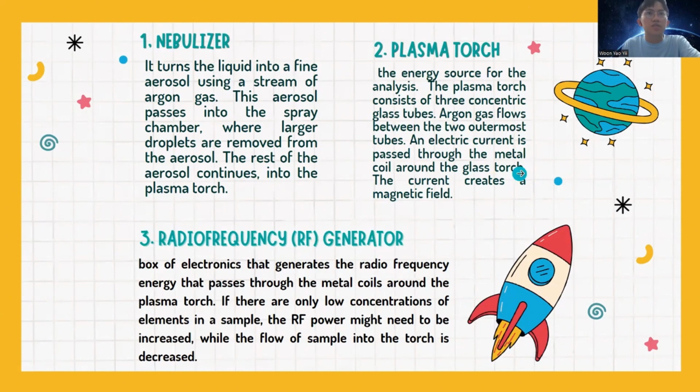The third instrument is the radio frequency generator, or we call it the RF generator. It is a box of electronics that generates the radio frequency energy that passes through the metal coils around the plasma torch. If there are only low concentrations of elements in the sample, the RF power might need to be increased while the flow of the sample into the torch is decreased.